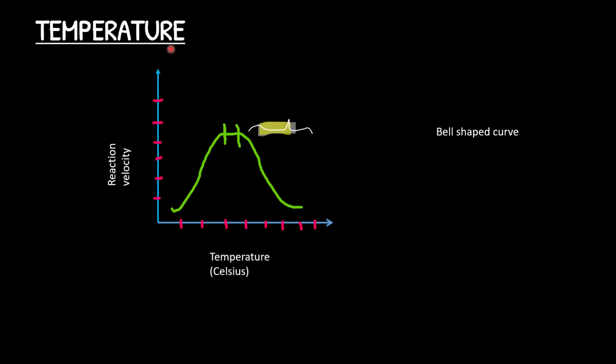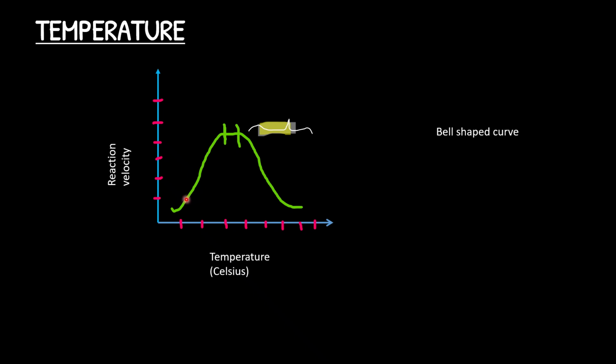Next one is temperature. So here is a graph with temperature on the x-axis and reaction velocity on the y-axis. We can see that first there is an upward slope, that is, when we increase the temperature up to a particular temperature, the reaction velocity also increases. What might be the reason? Pause the video and think for a second.